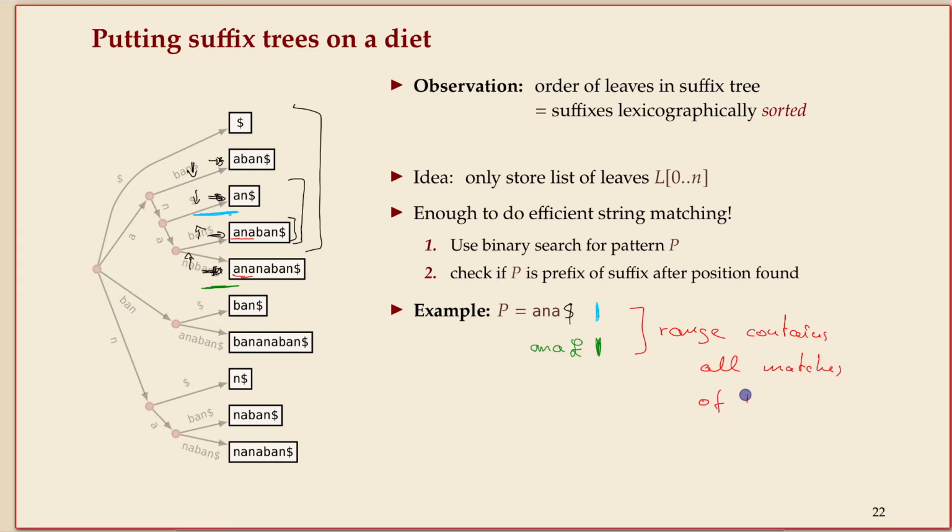Okay, all matches of P in T. And so we're back to exact matches, right? Forget about the approximate matches, that part's over, at least for now. So I can do two binary searches in the sorted list of suffixes, and that gives me the occurrences of a pattern in the text. So we can still do something useful even though we threw away most of the suffix tree. We just kept the sorted list of the leaves.